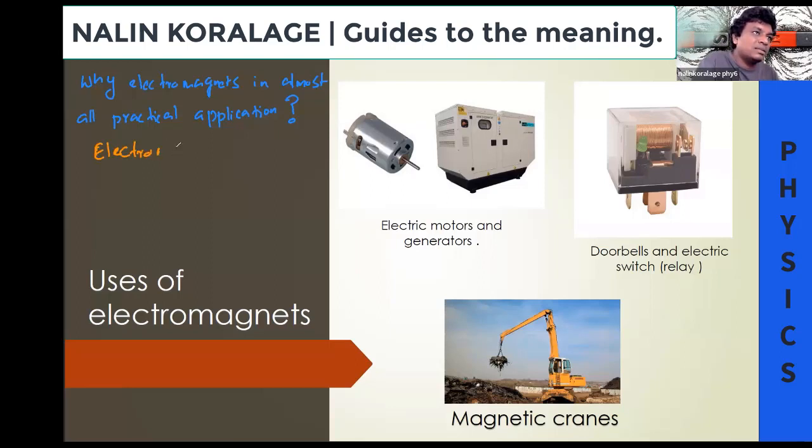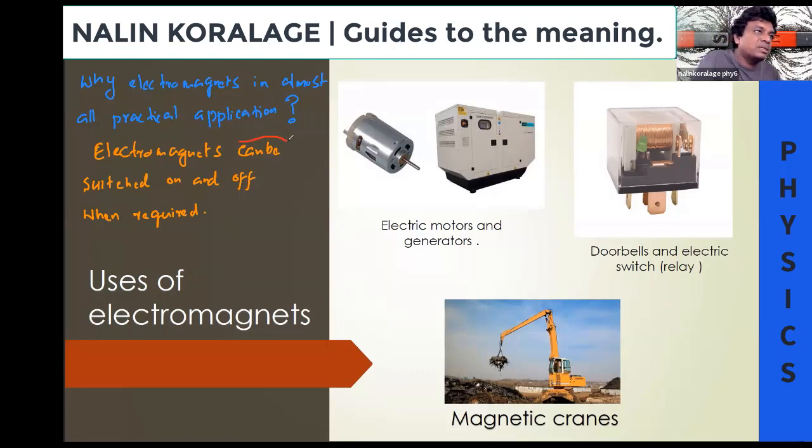So electromagnets can be switched on and off on our requirement, or just we can say whenever needed, right? So basically we can say switch it on and off when required. Right, that's going to be the main reason, right?